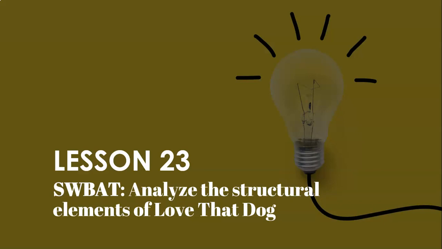And today we are on lesson 23, and our goal for today is: student will be able to analyze the structural elements of Love That Dog. Don't forget, you need your novel book, Love That Dog, in front of you. You also need your daily comprehension. Make sure you're on the page that says Monday. And on Monday, it says creating mental images.